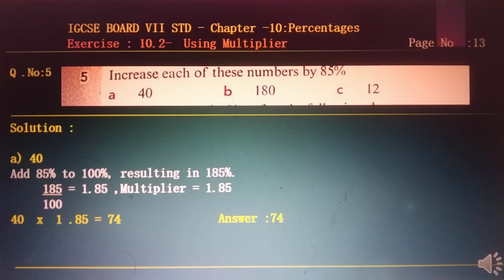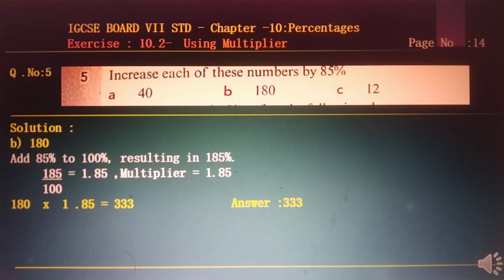Question number 5, increase each of these numbers by 85%. A 40, B 180, C 12. For A equal to 40, add 85% to 100, resulting in 185%. 185 upon 100, we are getting 1.85 as the multiplier. Multiplying this with 40, we are getting the final answer 74.